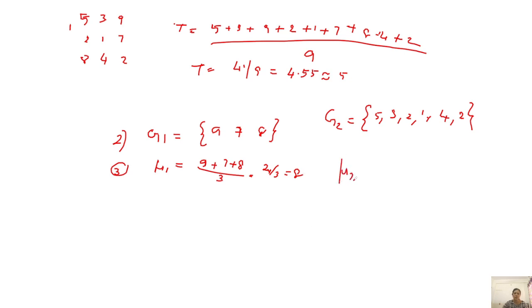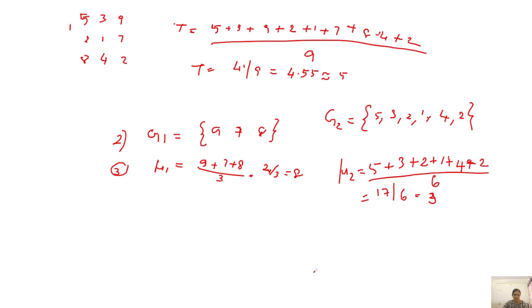And similarly I have to do the mu2 over here. So the mu2 is again given by 5 plus 3 plus 2 plus 1 plus 1 plus 4 plus 2, divided by 6 values: 1, 2, 3, 4, 5, 6, right? So I'm getting around 17 by 6, which is approximately 3. Okay, I'm getting 3.